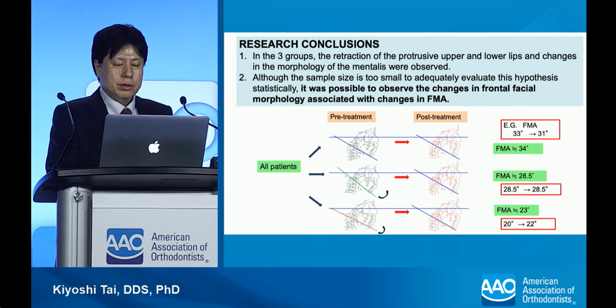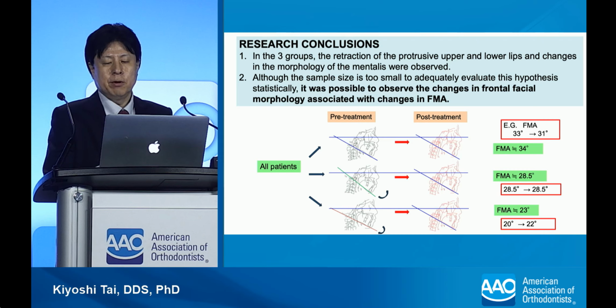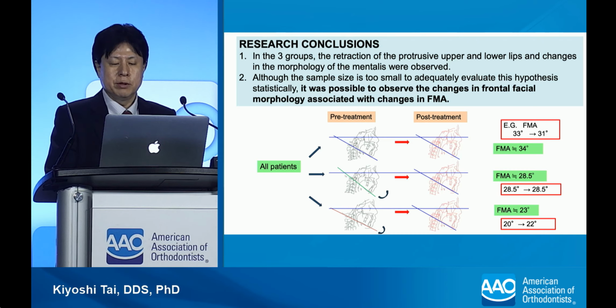Research conclusion. Number one, in the three groups, the retraction of the protrusive upper and lower lips and changes in the morphology of the mentalis were observed. Number two, although the sample size is too small to adequately evaluate this hypothesis, it was possible to observe changes in frontal facial morphology associated with changes in FMA.